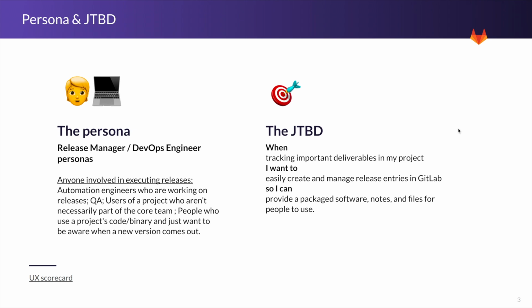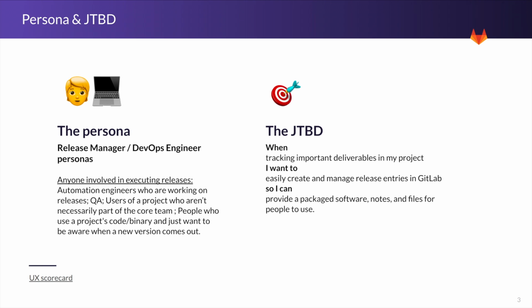For the job to be done, we are working with multiple personas that share common responsibilities and steps in a diverse workflow. Our main persona is the release manager or the software DevOps engineer that is responsible for releases within an organization. Anyone involved in executing releases is considered, from automation engineers, QAs, users of a project who aren't necessarily part of the core team, and external people who use a project's code or binary and just want to be aware of when a new version comes out.